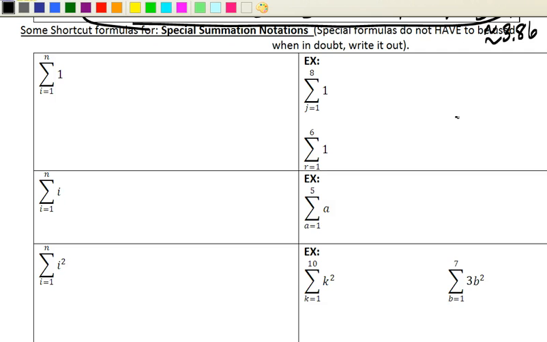But here's our examples. If I have in summation notation i from 1 to n and my formula is 1, the answer is just n. By the way, these 3 special shortcuts I'm about to show you only work if the starting term is 1.